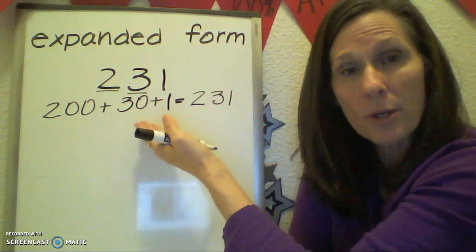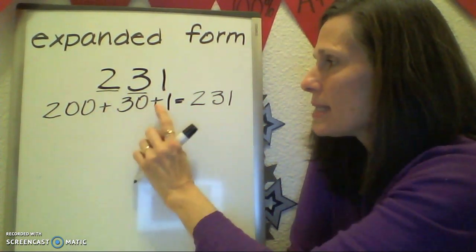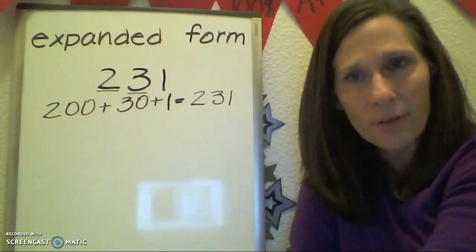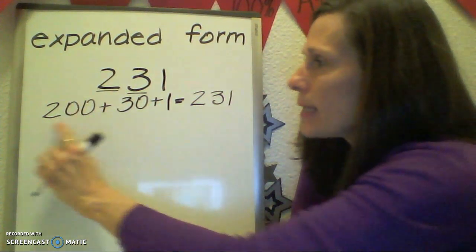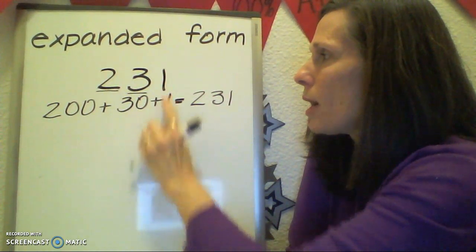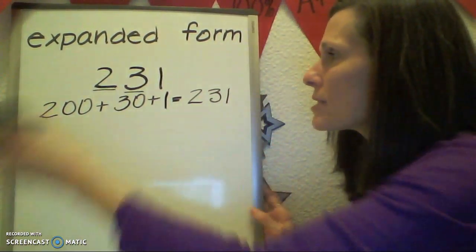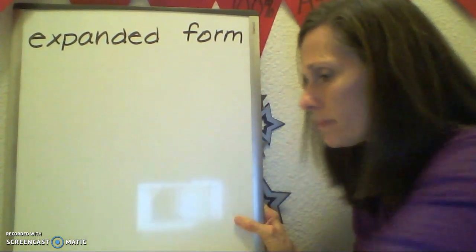Did I write 231 as a sum, as a plus equation? Yes, I did. And does it show the value of each digit? Yes: 200 plus 30 plus 1 equals 231. All right, let's go ahead and do another one.